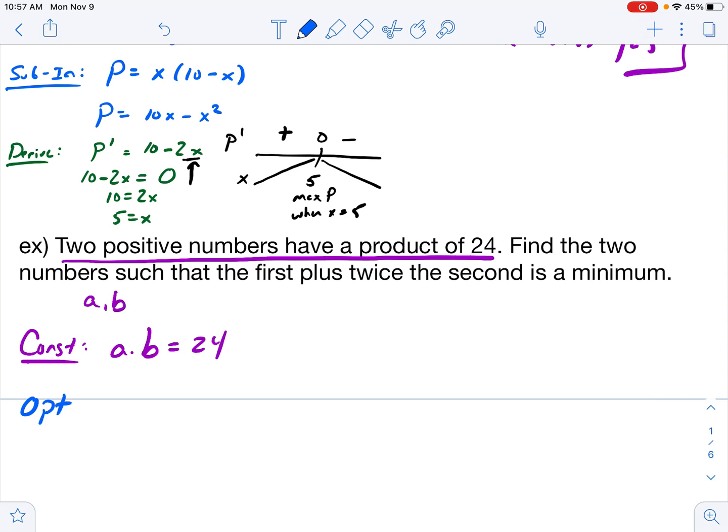Now, our optimization. Find two numbers such that the first plus twice the second is a minimum. I'm going to let A be the first. I'm going to let B be the second. A plus 2B. The first plus twice the second. We want that to be a minimum. We don't know what that equals. We can call it whatever we want. I'm just going to use the letter V to represent some value.